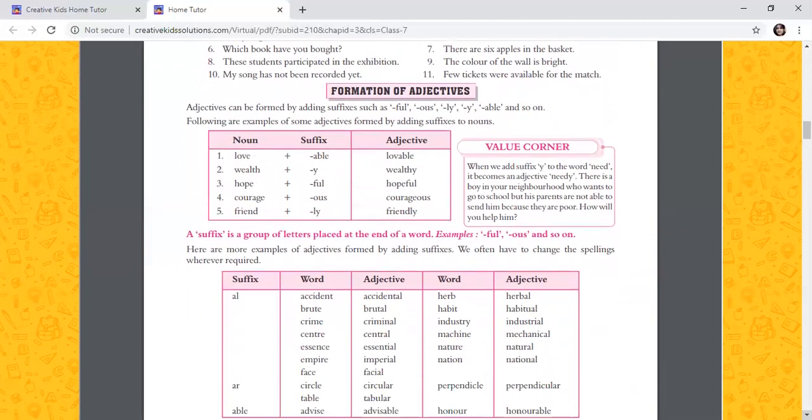Now we will learn formation of adjectives. How to form adjectives? By using some suffixes, we can form adjectives. Here, what is the formula for the formation of adjectives? The formula is first noun, then suffix, then adjective. We will get the adjective. The noun here is love. ABLE is the suffix. By adding it, we got the word lovable. This is an adjective. Like this, we can use some suffixes with the noun by which we can get the adjective.